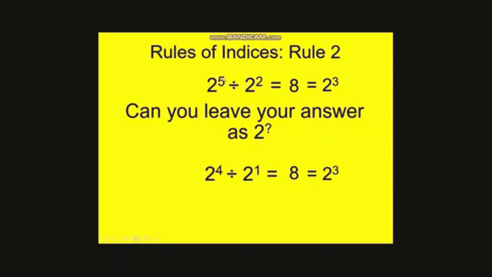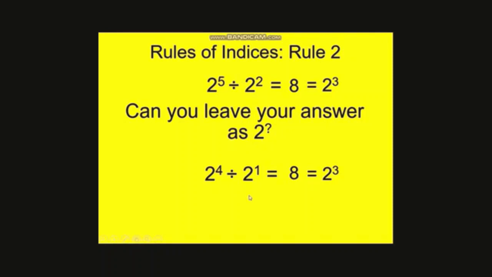So we're again looking at what the connection is between 5 and 2 and 3. What's the connection between 4 and 1 and 3? So you probably spotted that the first number, take away the second number, gives you the third index number. But again, note the bases stay the same.